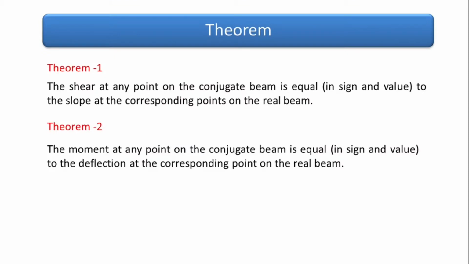Now the theorems. The first theorem is that the shear force at any point on the conjugate beam is equal in sign and value to the slope at the corresponding point on the real beam. The next theorem is that the moment at any point on the conjugate beam is equal in sign and value to the deflection at the corresponding point on the real beam.